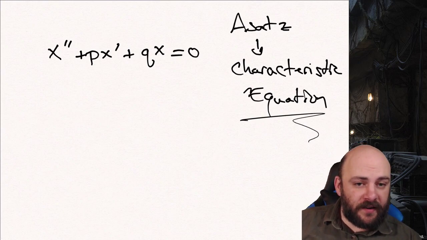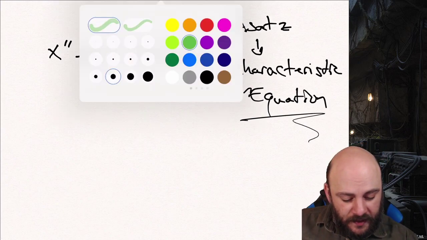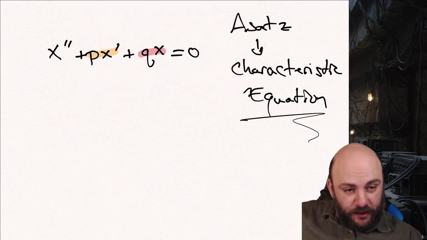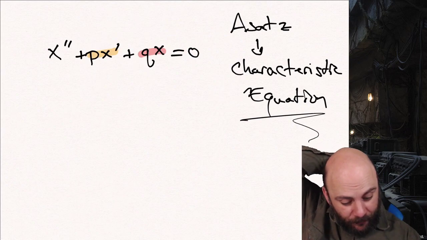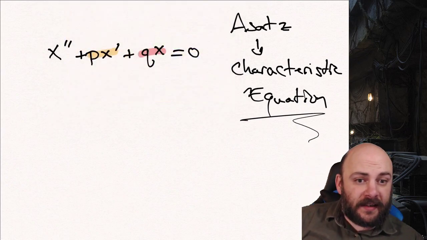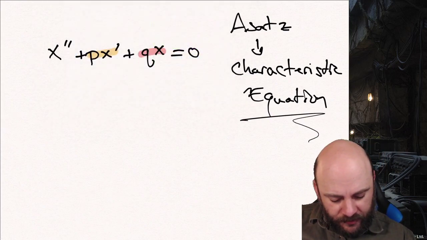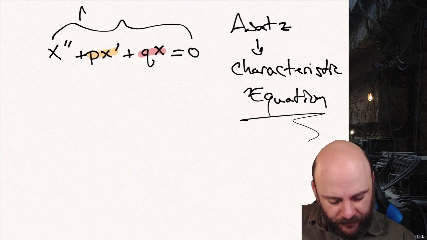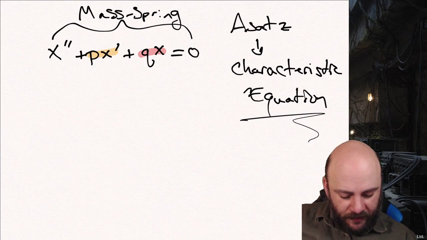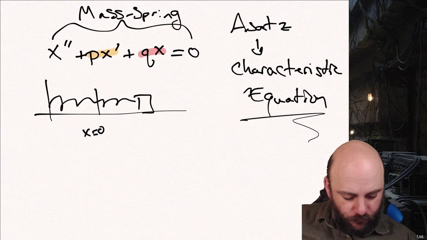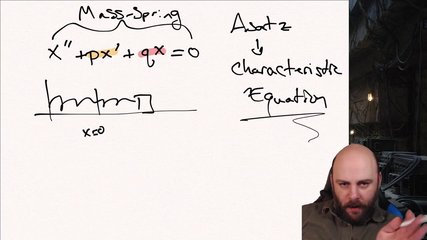But first, let's take another step back at modeling. Specifically here, we've got these two terms, px prime and qx, and I would really love to remember what these things mean in the context of what this equation means. I want to use the entire equation to represent a mass spring. This is the thing that we're remembering. So this was our mass spring: we had a spring, it was stretched, this is x equals 0, and it had some mass on it, and it goes back and forth.